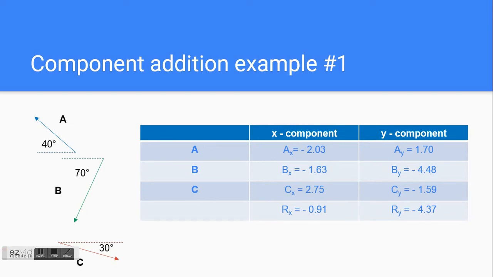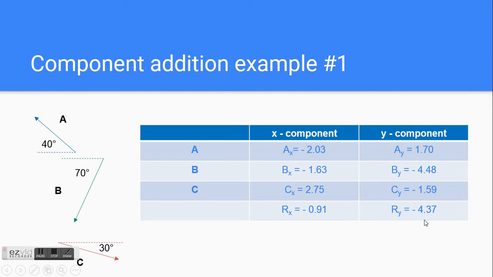You can actually check it on your own if you want. Pause the video and work through it. And if you add those up, what you get is that negative 2.03 plus negative 1.63 plus 2.75 gives you negative 0.91. And over here you get negative 4.37. That is the resultant vector, the sum.